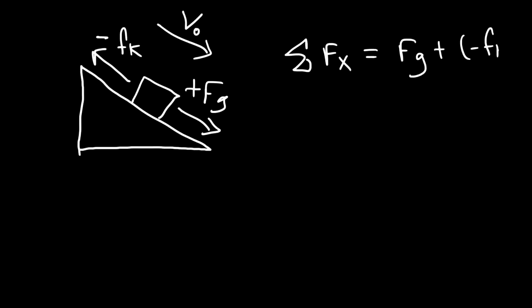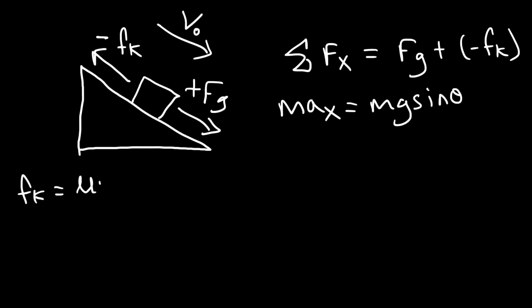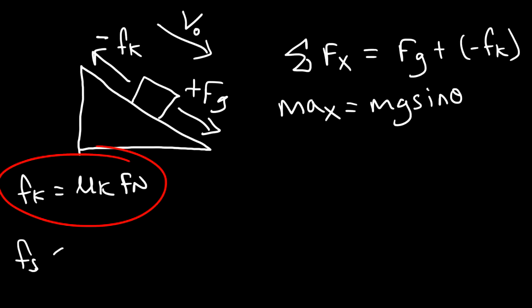So now, if you want to find the acceleration, we need to start with this expression, the net force in the x direction. Now this is in the positive x direction, and this is in the negative x direction. So this is going to be positive Fg plus negative Fk, or simply minus Fk. Now always replace this with ma. Now we know Fg is mg sine theta, and Fk, the kinetic frictional force, is mu k times the normal force. So make sure you know this equation. And the static frictional force is less than or equal to mu s times the normal force.